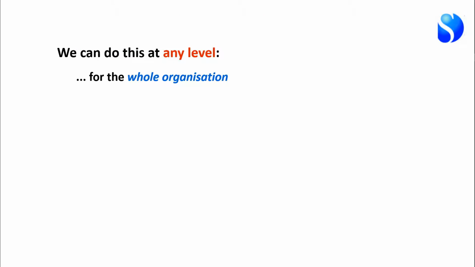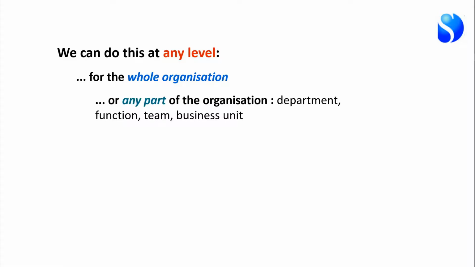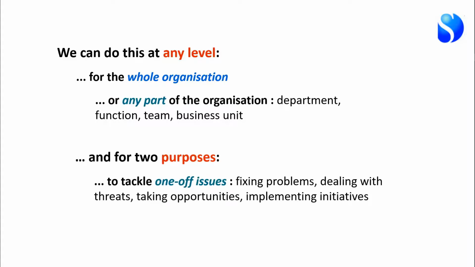Now, we can do this at any level. We can do it for the whole organisation. That investment company facing the profit crisis, we had the whole management team right at the top of the organisation working together to figure out how to crack the problem. Or we could do it for any part of the organisation. The vaccines problem was essentially a marketing and sales challenge. We can use the models, though, for two purposes at either of those levels.